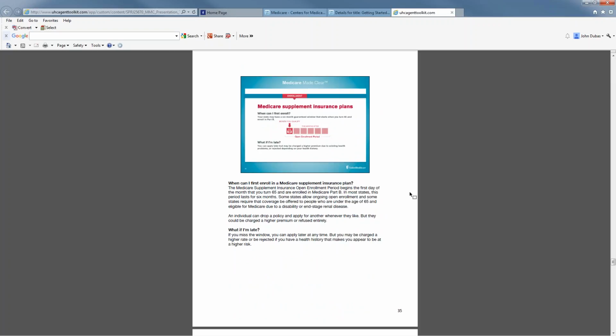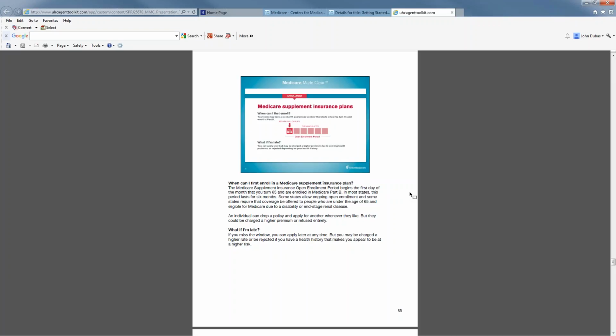Med-Sup plans. You can first enroll in a Medicare supplement program during the insurance open enrollment period, which begins the first day of the month that you turn 65 and are enrolled in Medicare Part B. In most states, this period lasts for 6 months. Some states allow ongoing open enrollment, and some states require that the coverage be offered to people who are under the age of 65 and eligible for Medicare due to a disability or end-stage renal disease.